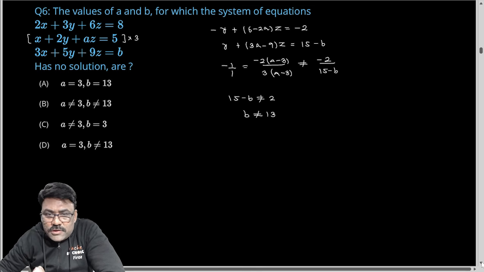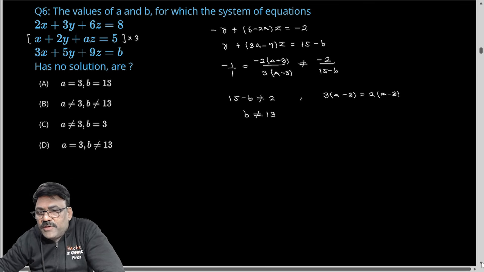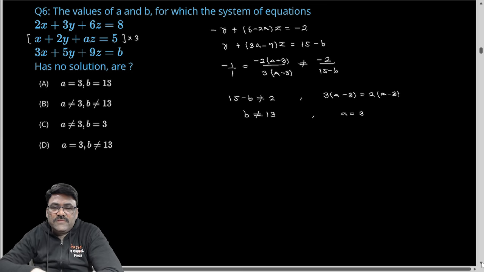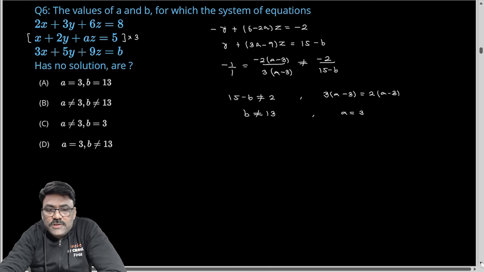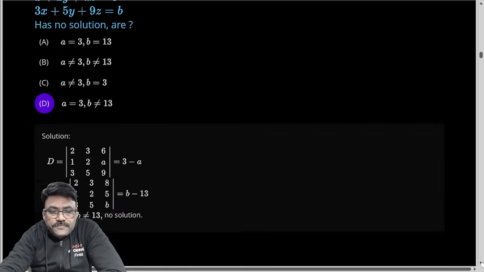So what I will do, just cross multiply the first two. If you cross multiply first two, you are getting 3 times A minus 3 is equal to 2 times A minus 3. And these two can be equal only when A is equal to 3. So hence A is 3 and B is not equal to 13. A is 3, B is not equal to 13 means D option will be the correct option, the last option.